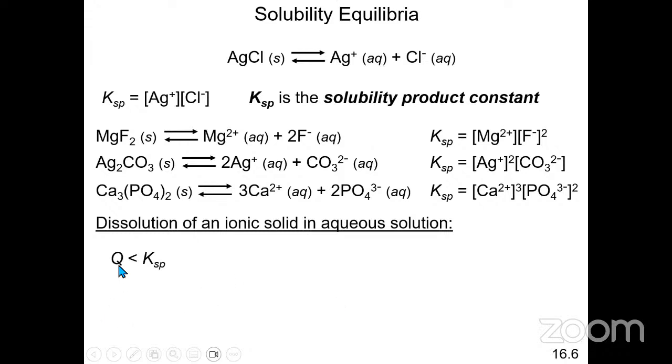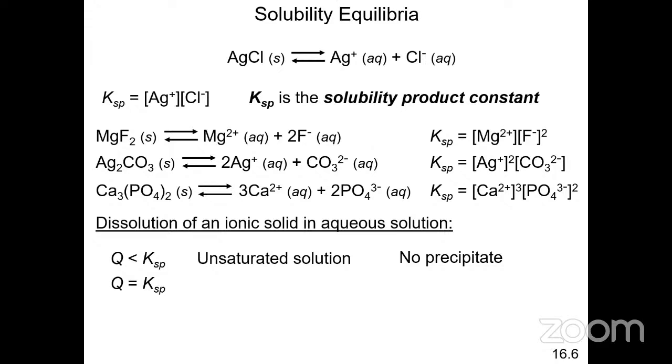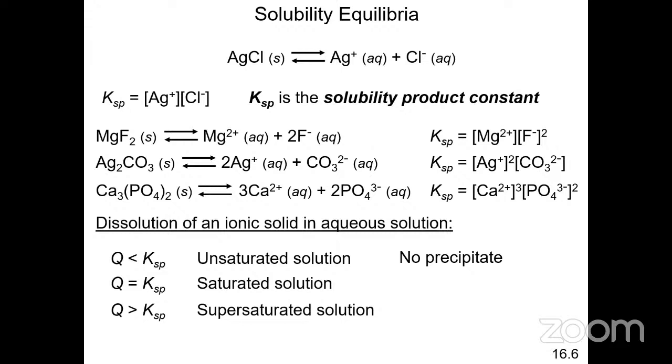When you have an ionic compound that is dissolved in a solution, the Q value, or more specifically QSP, must be less than KSP. Basically, we're talking about an unsaturated solution in that situation. In that case, you will not see any solid, so no precipitate will be formed. If Q is equal to KSP, then that would be a saturated solution. If Q is greater than KSP, then that would be a supersaturated solution, which would be very unstable, and therefore what you'll observe in that case is a precipitate.